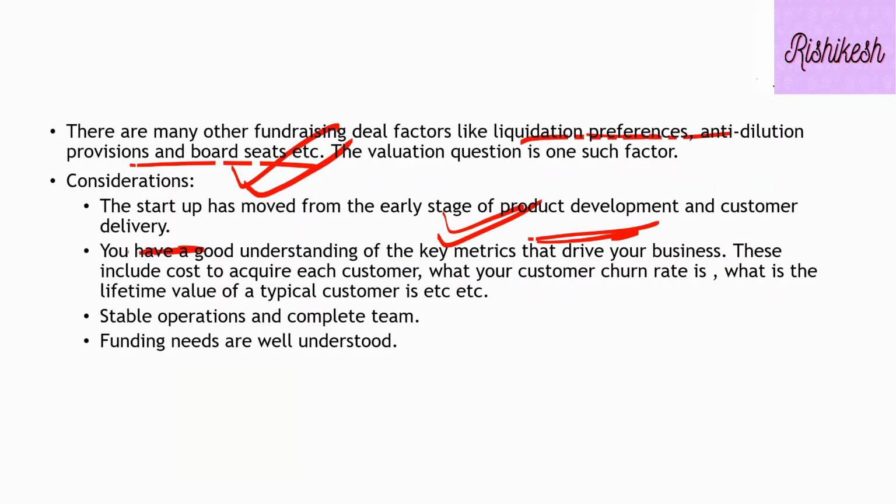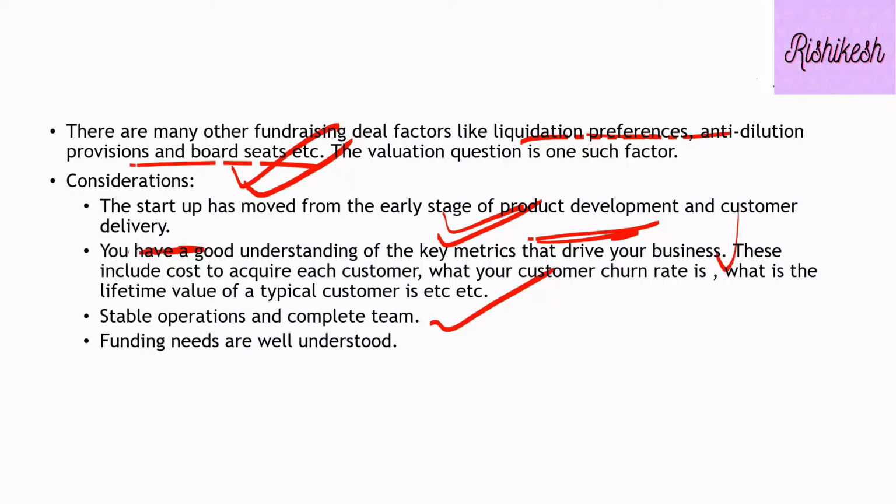So from the first consideration, it's very clear that once your startup is on track, your operations have started, and then only you will have a good idea about the key metrics which are driving your business. These metrics include cost to acquire customers. We have studied cost to acquire customer in detail in the previous videos. What is your customer churn rate? Customer churn rate means the rate at which customers leave you, right? That is called customer churn rate. Lifetime value of customer, again, we have studied it in the previous videos. So once your startup is on track, once the operations are functional, only then will you be in a good position to actually determine these key metrics.